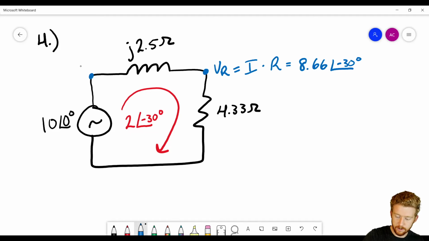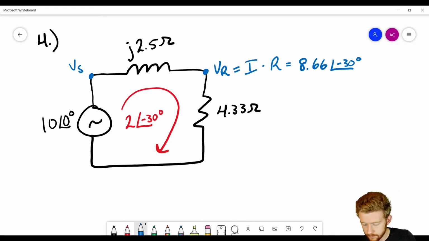And we know the voltage here is just Vs, right? Because we have that 10 with an angle of 0. Now, we know the current through this inductor, right? We know that current is 2 with an angle of minus 30 degrees. We know the voltage, okay? So we can calculate the power for this inductor. And then we also know the current and the voltage across that resistor, so we can calculate the power in the resistor. Okay, so let's start calculating powers.